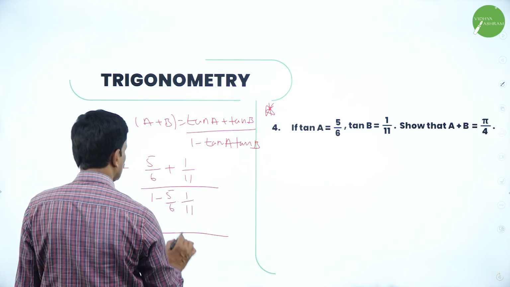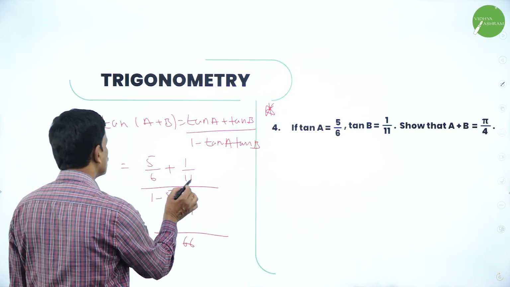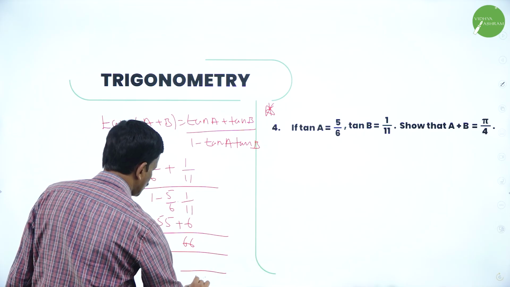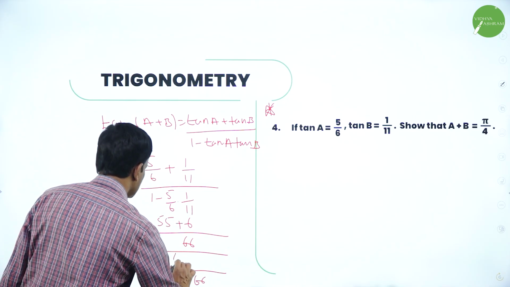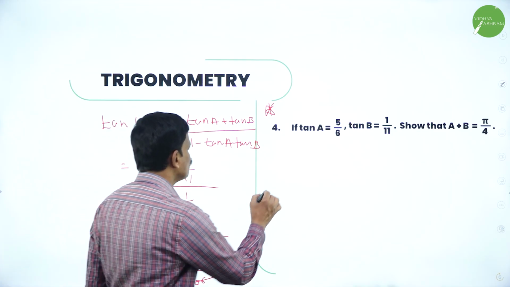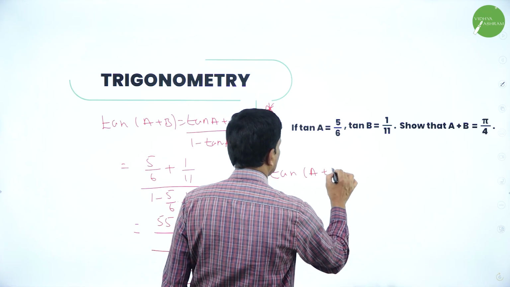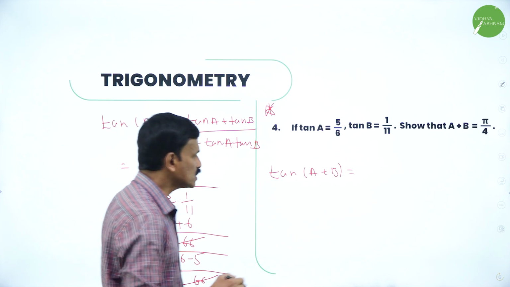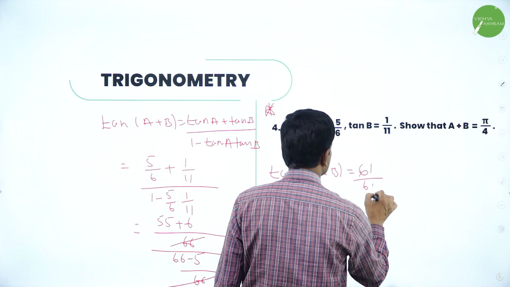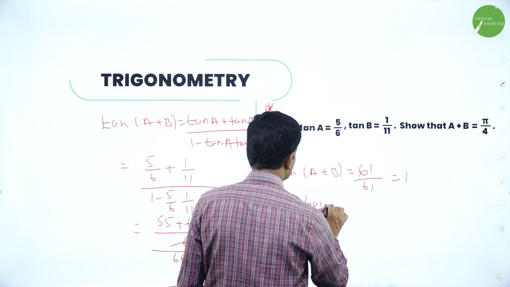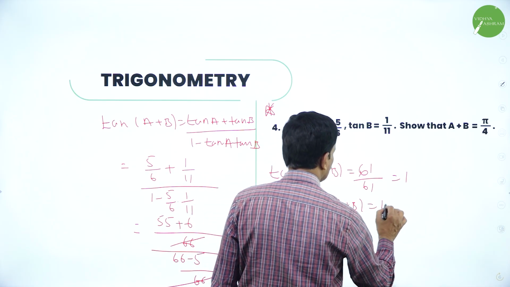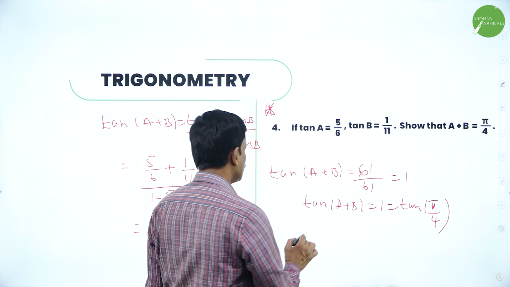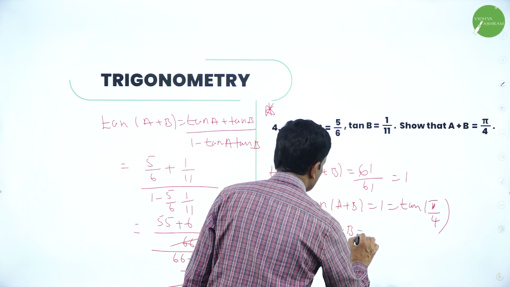Now, take LCM. In the numerator, 11 and 6, 66 is the LCM. Cross multiply. 5 into 11 is 55 plus 6 into 1 is 6, whole divided by, in the denominator also 66 LCM. 66 into 1 is 66 minus 5. These two get cancelled. Now, what do we have? Tan of A plus B is equal to 55 plus 6 is 61, divided by 66 minus 5 is 61. 61 divided by 61 is equal to 1. So, tan of A plus B is equal to 1. That is nothing but tan pi by 4, since tan 45 is equal to 1. Therefore, A plus B is equal to pi by 4.